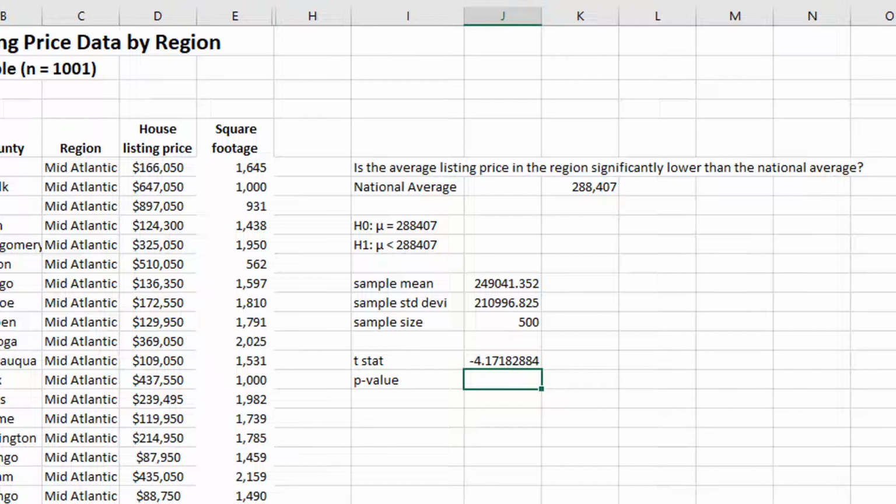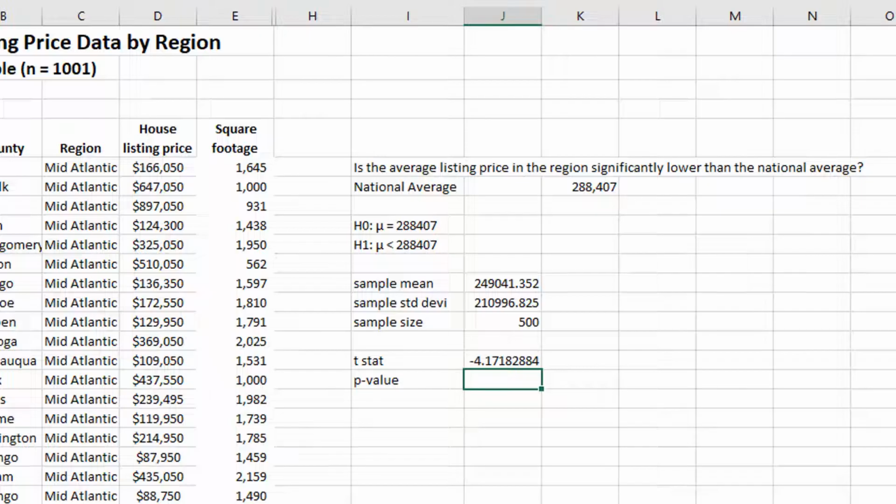And to find out how, the t-test really is looking at the probabilistic question. If the null hypothesis were true, and in the mid-Atlantic region the population mean listing price really is 288,000, how likely is it that a sample of 500 could give us a sample mean of 249,000 with such a high standard deviation? Well, this will put a probability number to that, and we'll say, is this a very likely thing to see under the null hypothesis, or a very unlikely thing to see? And indeed, we'll see it's very unlikely.